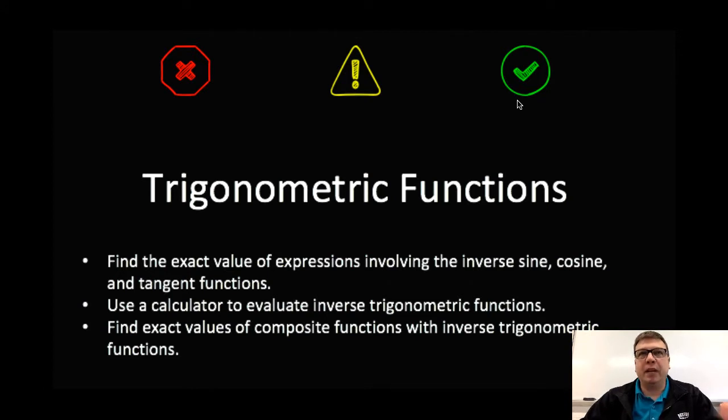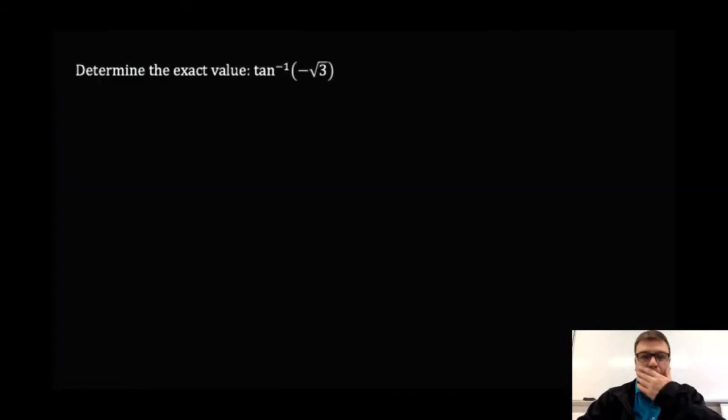I know your applications with everything that you've done in the past have been with degrees, but really the inverse functions are only defined through radians. So we're going to work strictly with radians. So let's deal with the very first one. Our very first one deals with determining the exact value of the inverse tangent of negative square root of 3.